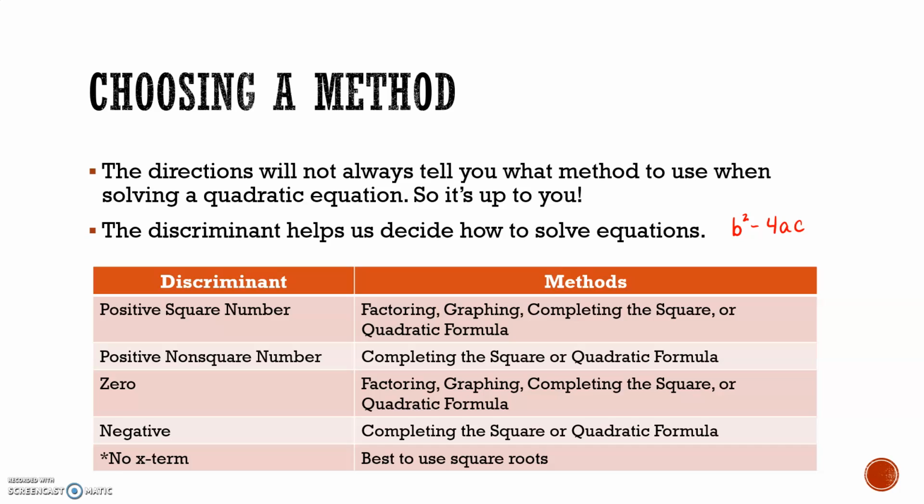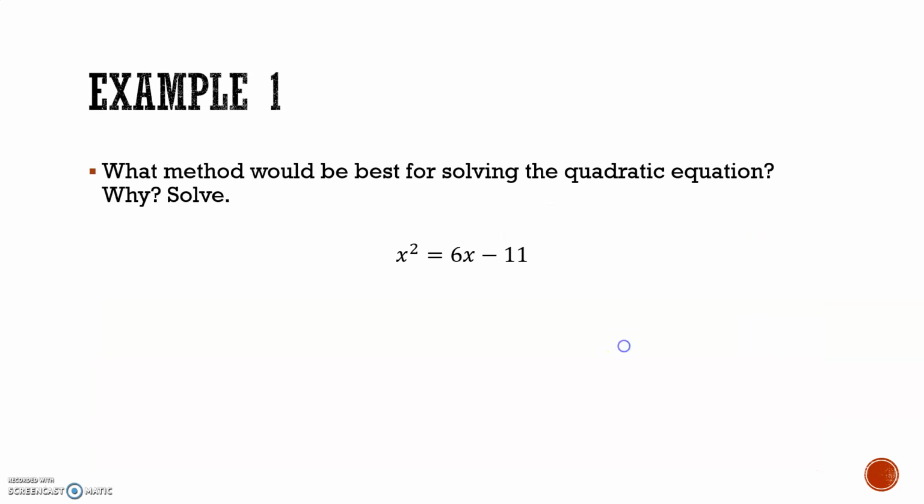And if its discriminant is 0, we can use factoring, graphing, completing the square or quadratic formula. If it's negative, that means that we're going to need to use either completing the square or quadratic formula. And as always, if there's no x term, it's just best to use square roots. So we are going to practice this for a couple of problems and see what we get.